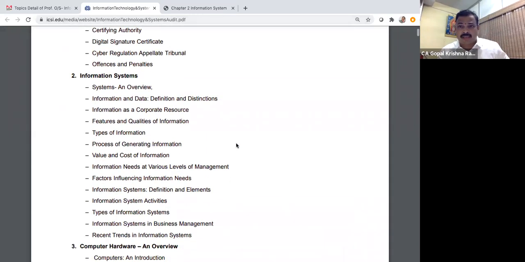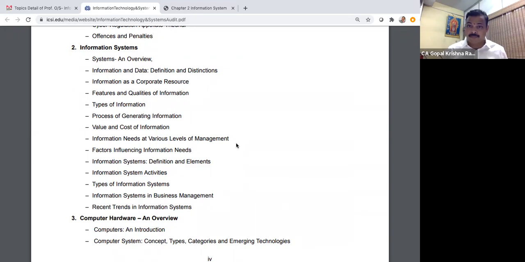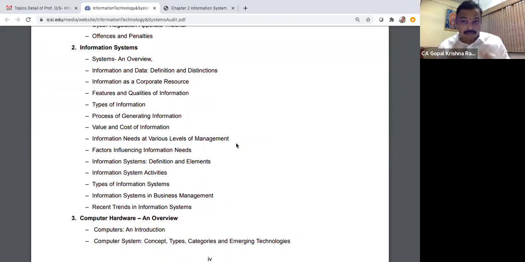Now, let us go into the subject. Our second subject, the second chapter, is information systems. Guys, I want to make one point very clear to all of you. Out of these 11 chapters, chapter number 1 and chapter number 11 are extreme chapters. What is extreme? It is not a technology chapter, but it is around the technology. What we did yesterday is information technology law, the Information Technology Act 2000 and the Information Technology Amendment Act 2008.